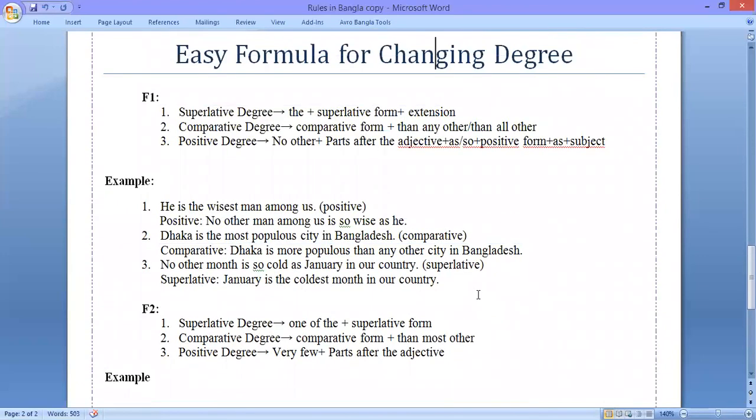So if we look at formula 1, we can see that if the superlative degree begins with the plus superlative form plus extension, and if we want to make this comparative, we need to use comparative form plus then any other or then all other. And if you want to make this positive, we need to use no other plus parts after the adjective, and before and after positive form as, or so as.